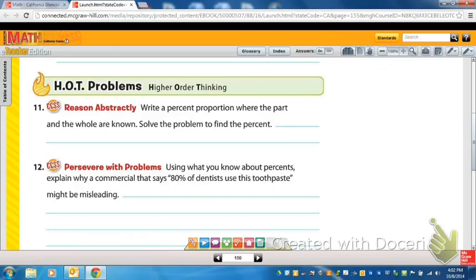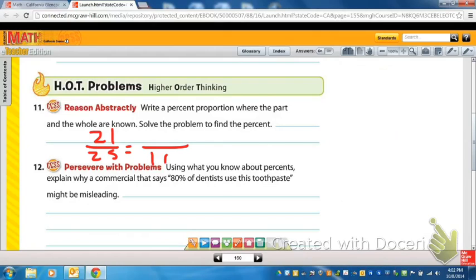Number 11, you're just making up your own problem. Write a percent proportion where the part and the whole are known. Solve this problem to find the percentage. So, for example, let's say 21 out of 24. Sorry, 21 out of 25. Make it easier.